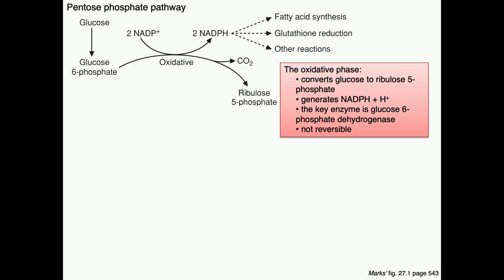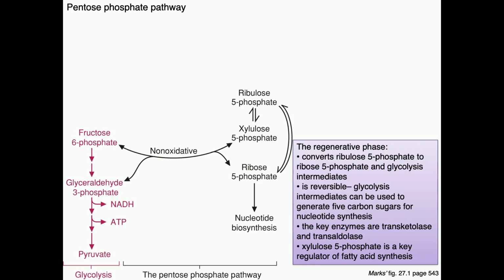Three enzymes do this, and two of them are redox enzymes that generate reduced NADPH. So the main products of this oxidative phase are ribulose 5-phosphate and NADPH. This is an irreversible step. In conditions in our body, you'll never go from ribulose 5-phosphate, oxidizing NADPH, to glucose 6-phosphate. The oxidative phase is in contrast with the regenerative phase.